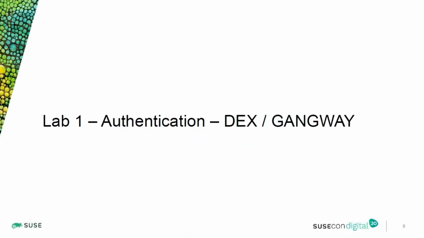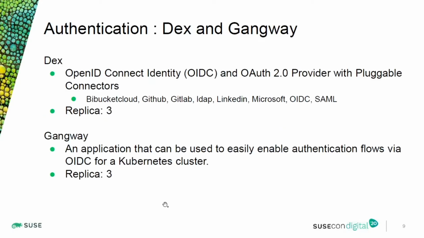Lab 1, authentication. Let's first understand further what Dex and Gangway are. Dex is an identity service which defers authentication requests to external identity providers thanks to connectors. We will see in lab 1 the LDAP connector in play. Gangway is a web application frontend which is used to facilitate the authentication. It uses Dex behind the scenes.